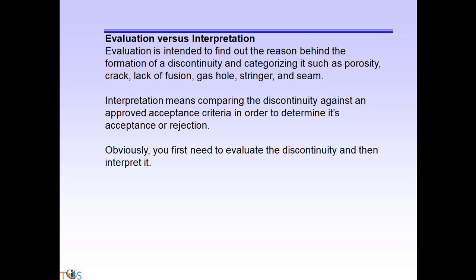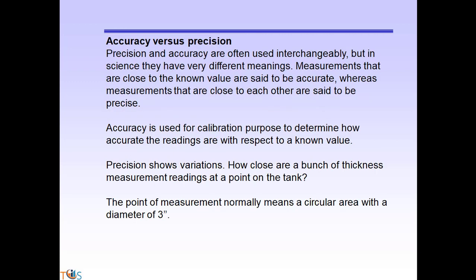Evaluation versus interpretation. Evaluation means finding out what type of discontinuity it is and categorizing it, such as porosity, crack, lack of fusion, gas hole, stringer, and seam. Interpretation means comparing the discontinuity against an approved acceptance criteria in order to determine its acceptance or rejection. Obviously, you first need to evaluate the discontinuity, find out what it is, where it is, what the size is, and then interpret it, whether it's acceptable or rejectable.